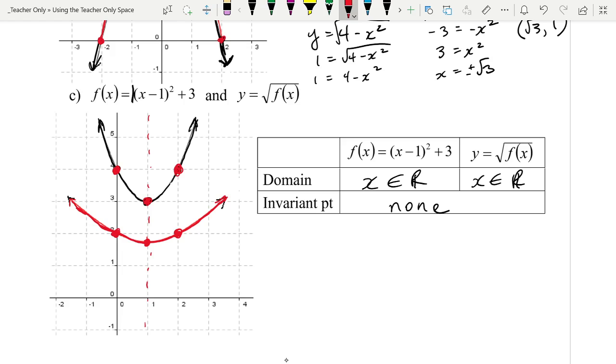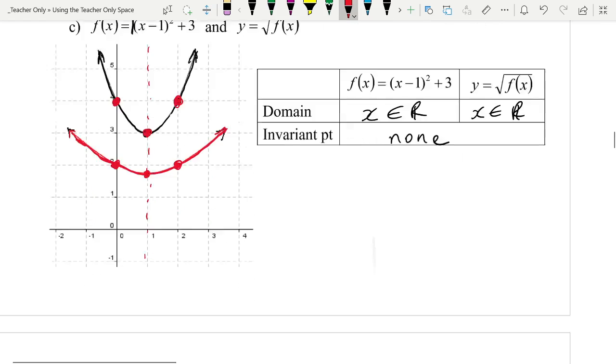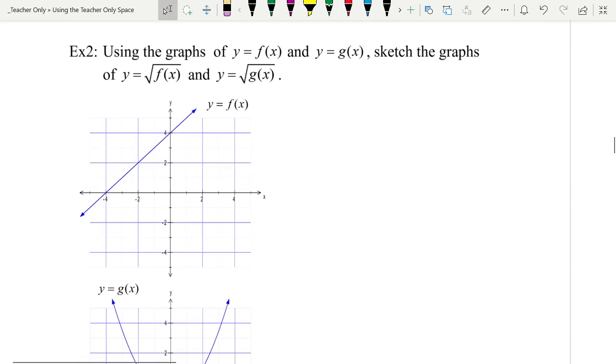Okay, a couple more. Example 2. If I give you a graph, how do you do the square root? You just follow the steps. Step 1, I'll do this in black. Step 1, that is an invariant point.